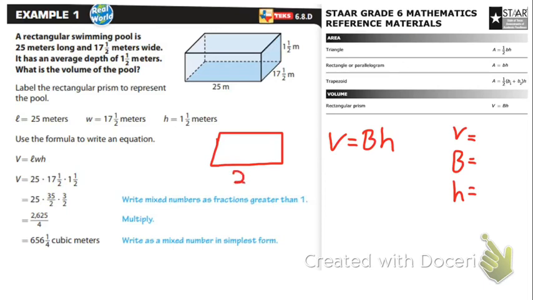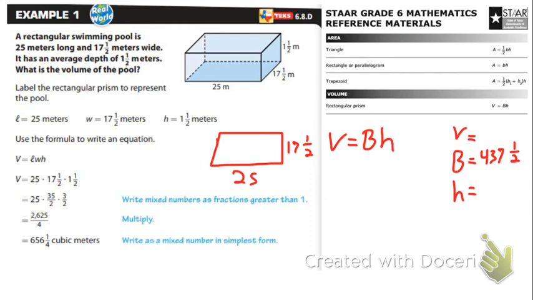So here the dimensions of the base are 17 and 1/2 by 25 feet, or 25 meters, I'm sorry. To find the area of the base, we multiply the length times the width, which is 25 times 17.5, which equals 437 and 1/2. You could convert it into decimals, but more than likely, if they give you fractions, your answers are also going to be in fractions. If they give you decimals, more than likely your answers are going to be in decimals. I can't say it will always be the case, but more than likely.